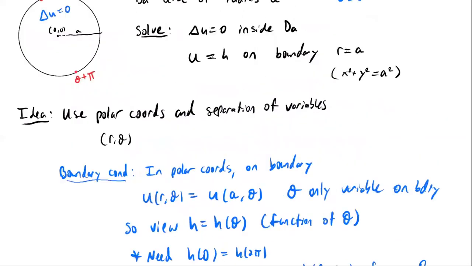And so let's add this condition here. So h of theta is 2 pi periodic. Otherwise, the boundary condition is not well defined, and it's not clear how to proceed because the function h doesn't really make sense as a function anymore.